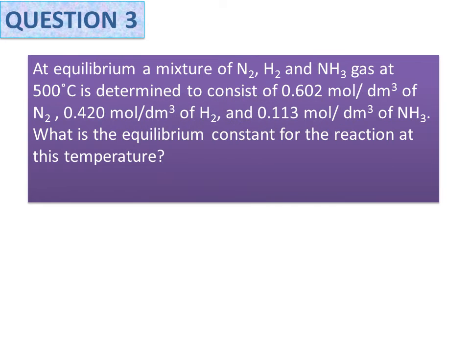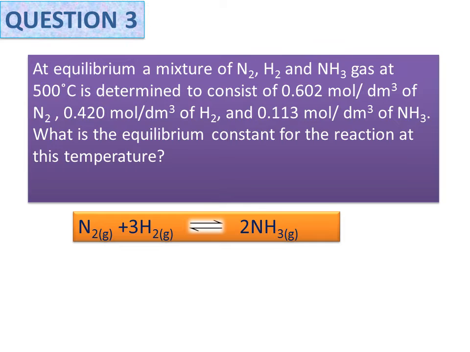Now question number 3 is, at equilibrium a mixture of nitrogen, hydrogen and ammonia gas at 500 degrees Celsius is determined to consist of 0.602 mole per decimeter cube of nitrogen, 0.420 mole per decimeter cube of hydrogen and 0.113 mole per decimeter cube of ammonia. What is the equilibrium constant for the reaction at this temperature? Okay, so now in this question we will determine the equilibrium constant for this reaction at this particular temperature, 500 degrees Celsius.